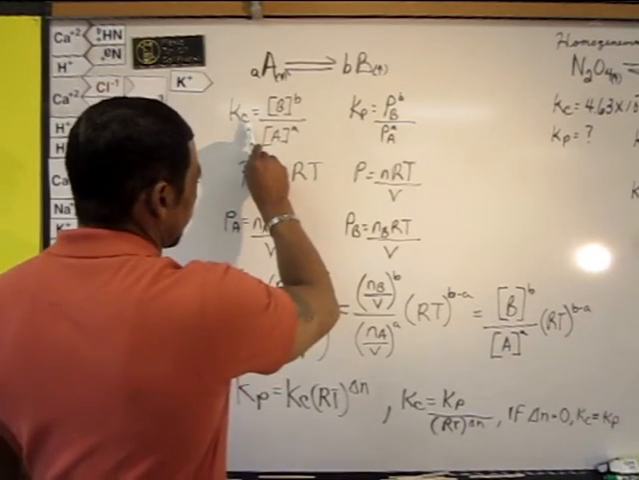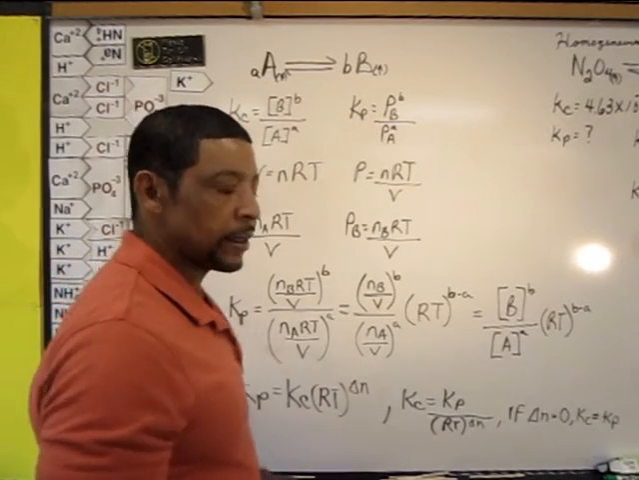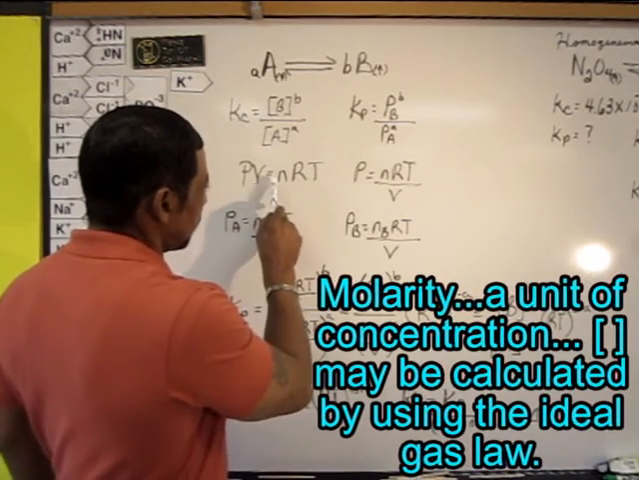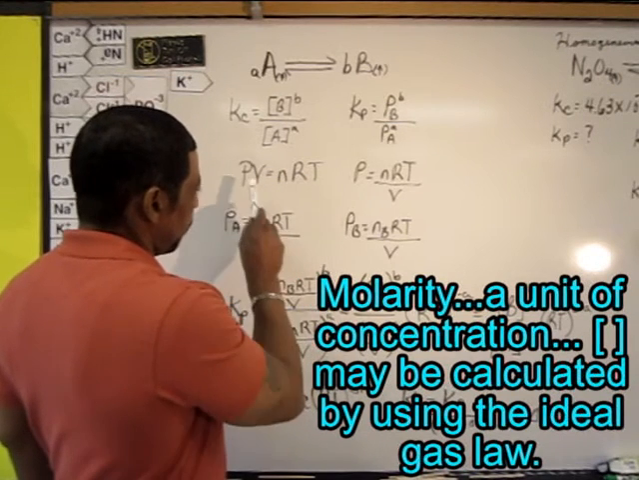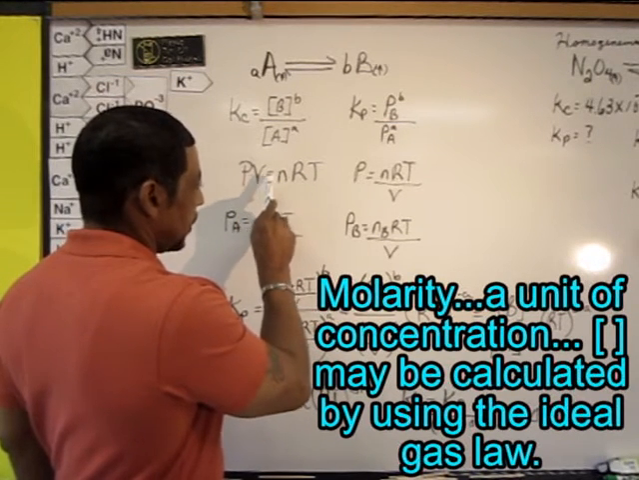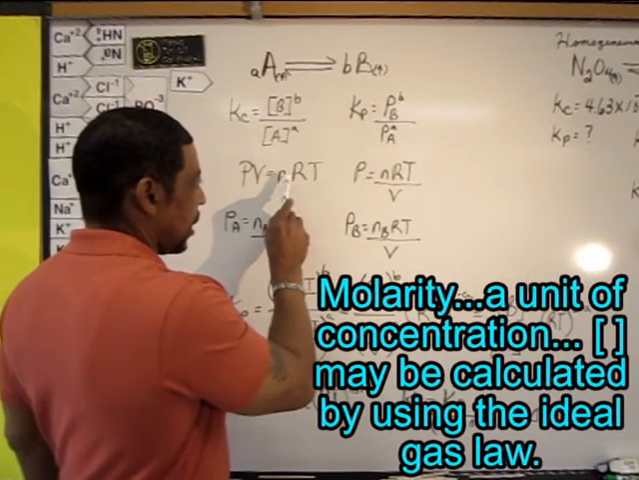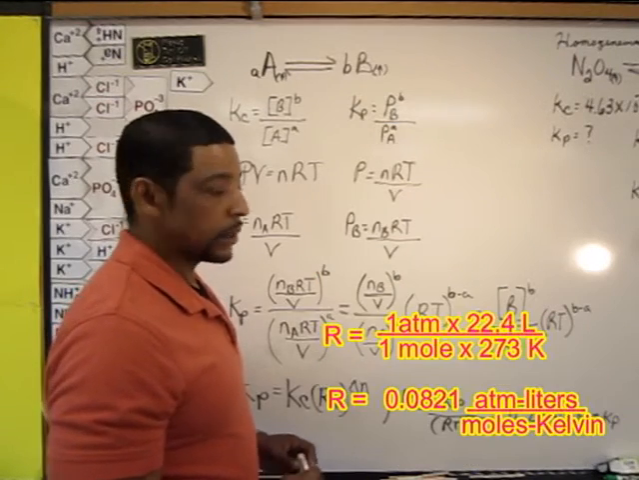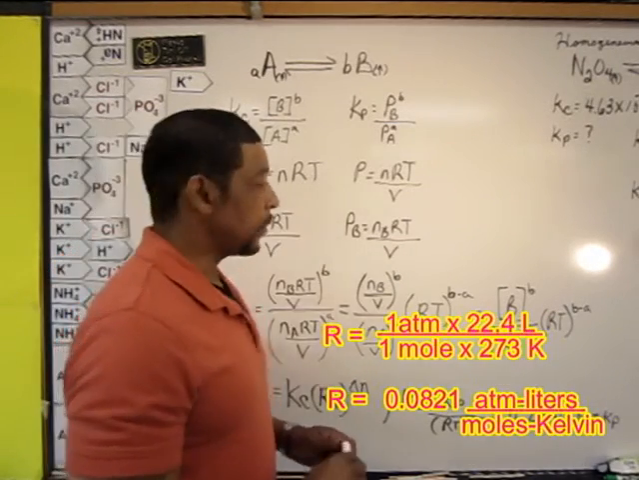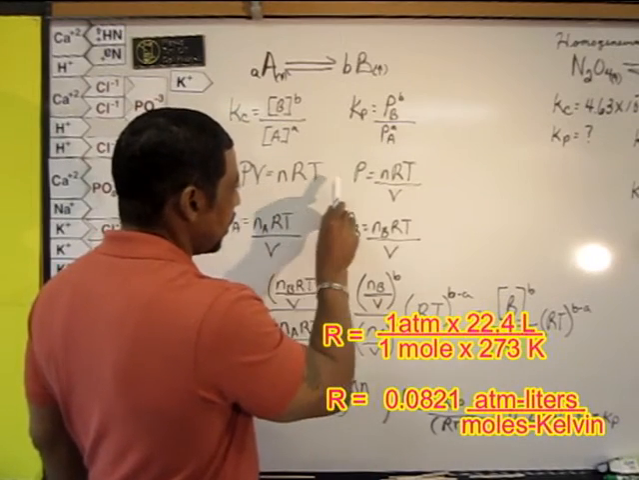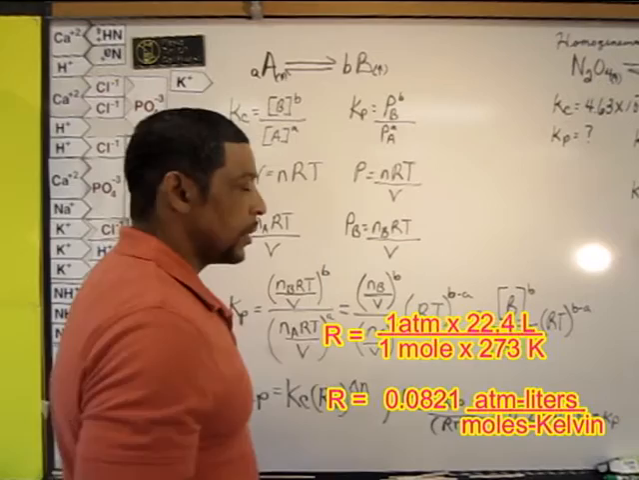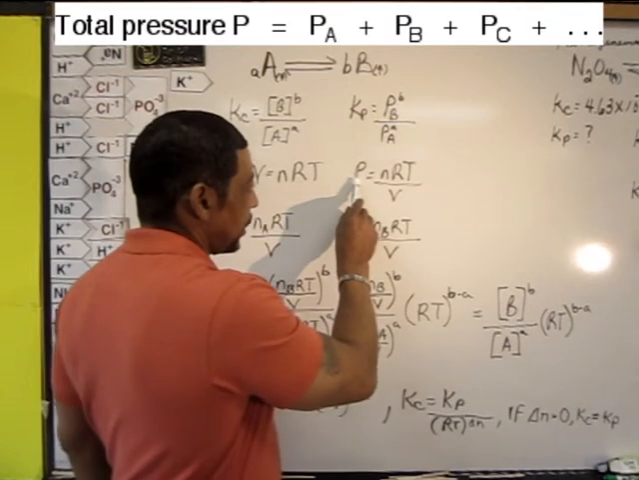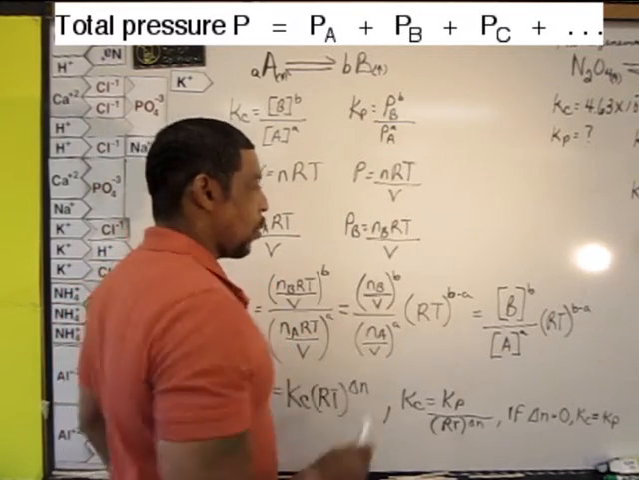The Kc value and the Kp value may be related by using the ideal gas law, where PV is equal to nRT, where P represents pressure, V represents volume, n represents moles, R is the universal gas constant, 0.0821, and T is the Kelvin temperature. This equation may be rearranged to solve for P by dividing through by V. So the partial pressure of each gas in this equilibrium will be P equals nRT over V.